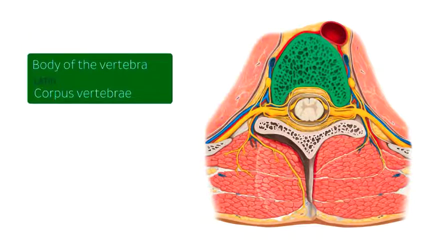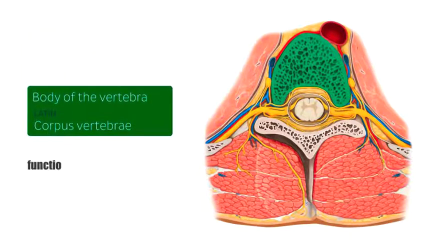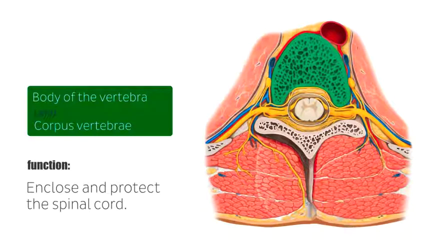Believe it or not, there is also a function or a role associated to the body of the vertebra. And as part of the vertebral column, its role is to enclose and protect the spinal cord, as you can clearly see here by its shape around the spinal cord.